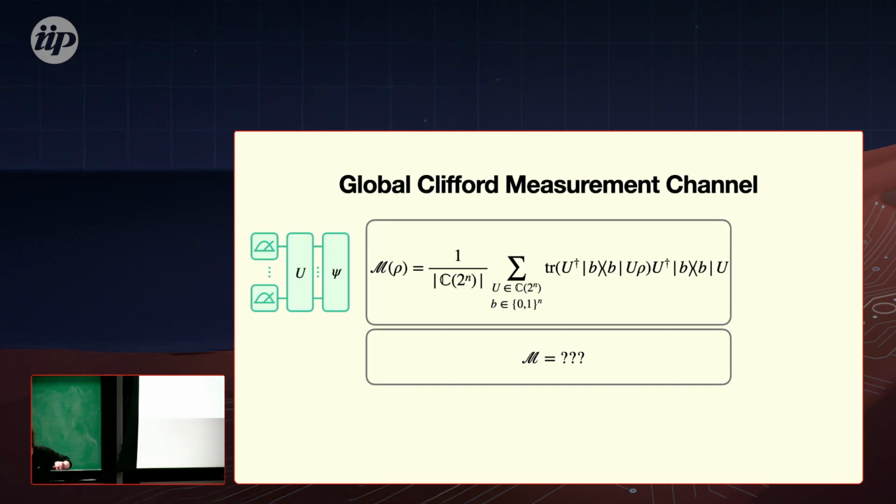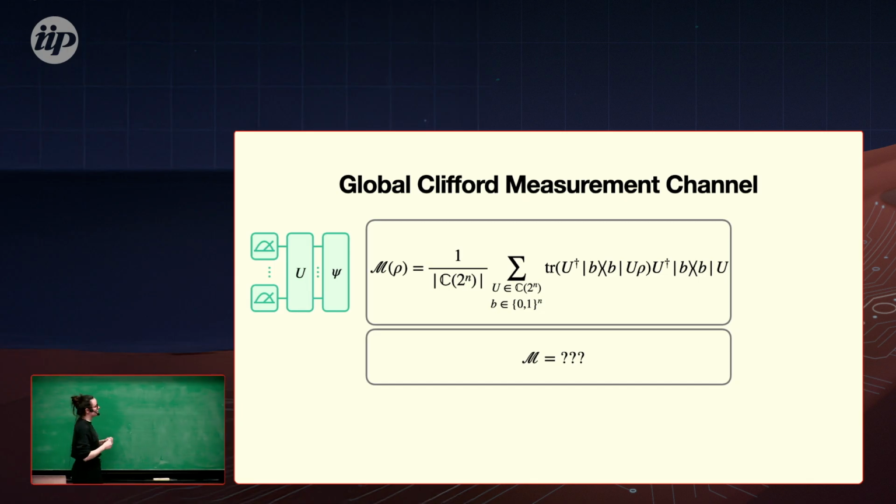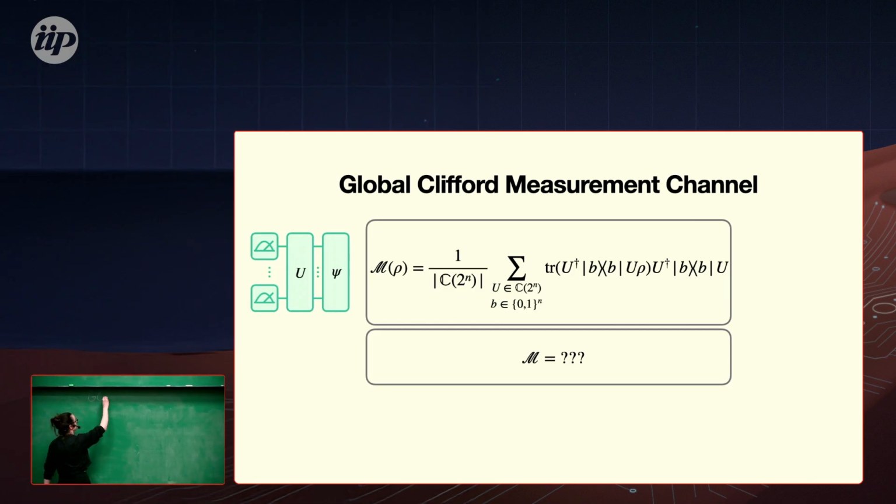And I will do this on the blackboard. And please, again, if you have questions, interrupt me. I will go extra slow because, again, we're all tired. So, global Clifford measurement channel. Global Cliffords.